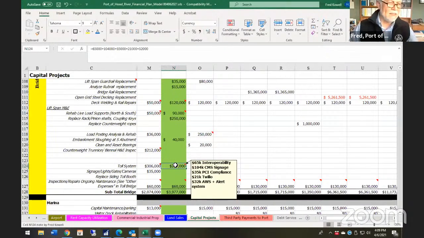And the last piece is AWS, which is basically $32,000 for AWS. That's really Amazon. That's their cloud-based system where we can take all our data and place it in the cloud and not have to always rely on just our IT room.